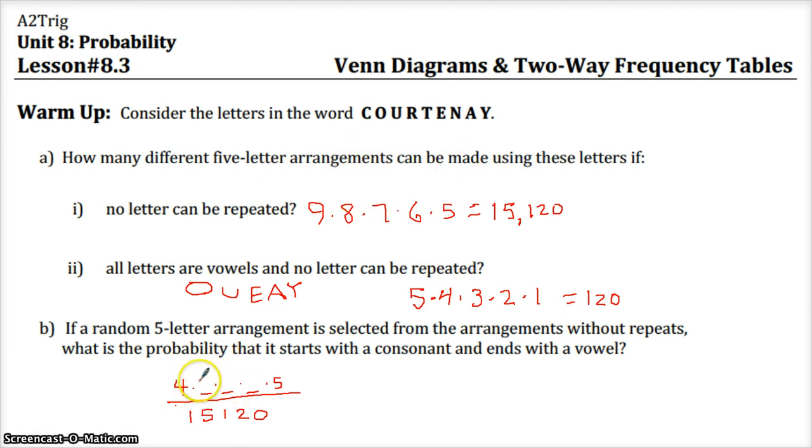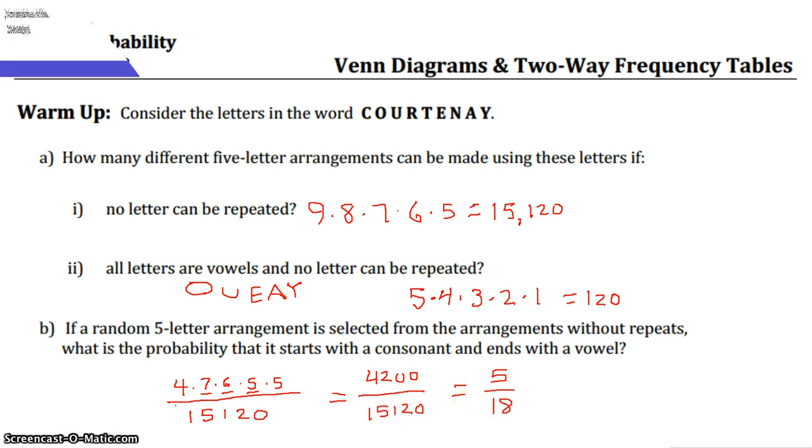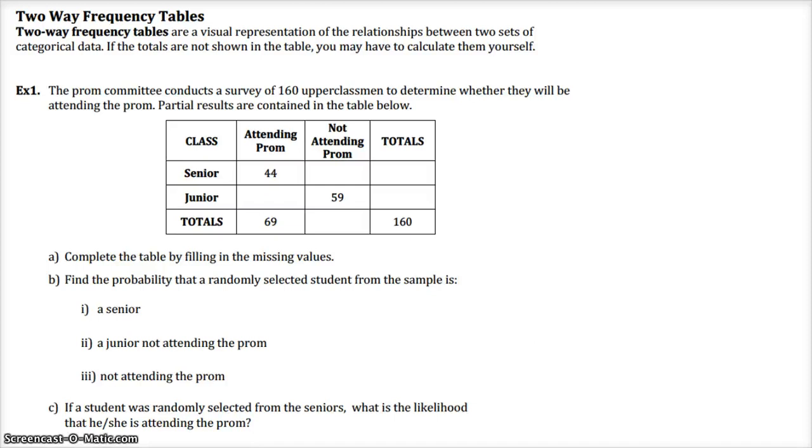Of the 9 that I started with, there's now 7 left once I've decided which one goes here and which one goes here. 7 for that one, 6 for that one, and 5 for that one. Let me figure out this fraction. Okay, so that turns out to be 4,200 ways out of those 15,000 or so, and it turns out to be a nice fraction, 5 out of 18. These reduce a lot, actually, so don't be surprised if that happens.